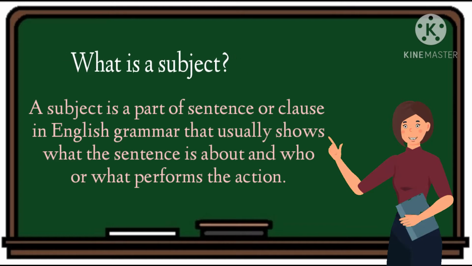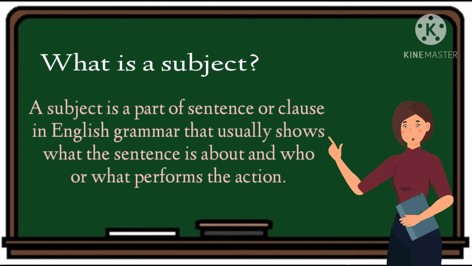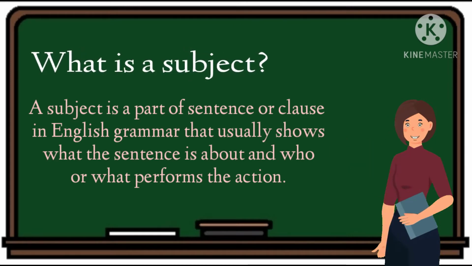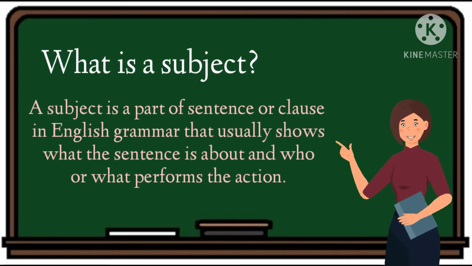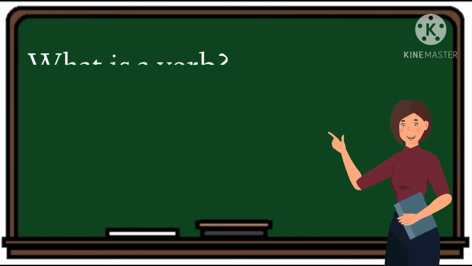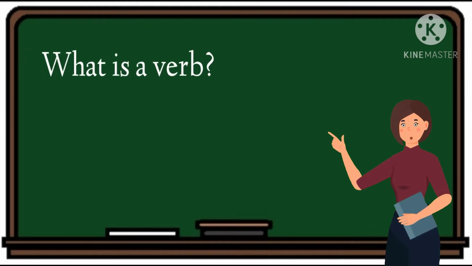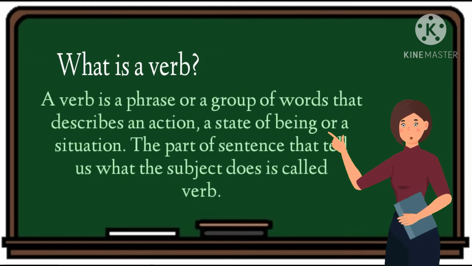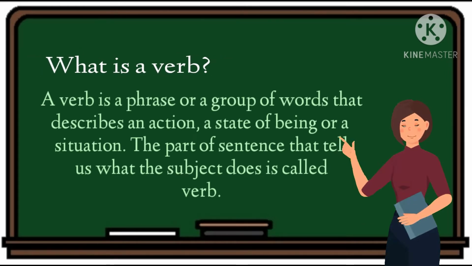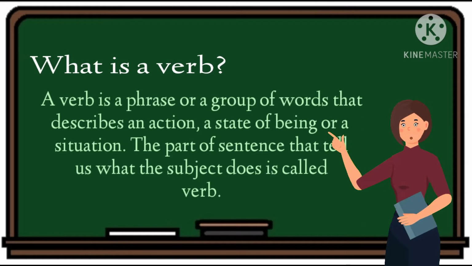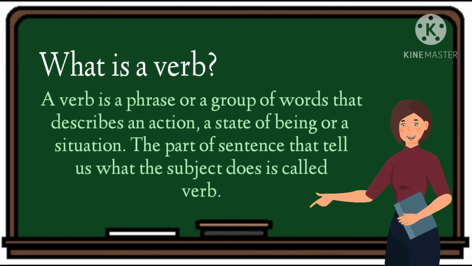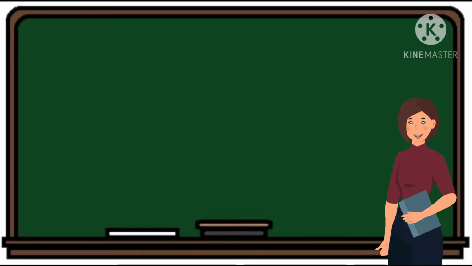A subject is a part of a sentence or clause in English grammar that usually shows what the sentence is about and who or what performs the action. Now, let's define the word verb. A verb is a phrase or group of words that describes an action, a state of being, or a situation. The part of a sentence that tells us what the subject does is called a verb.